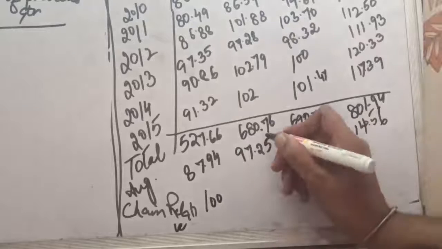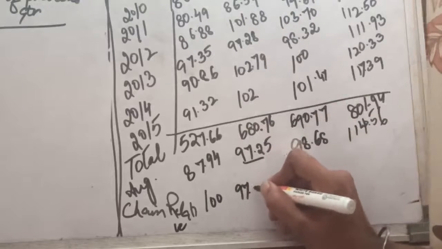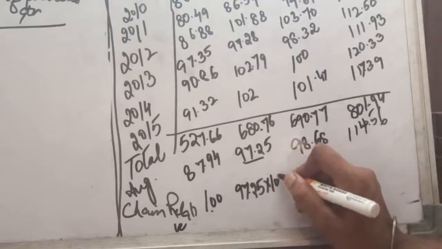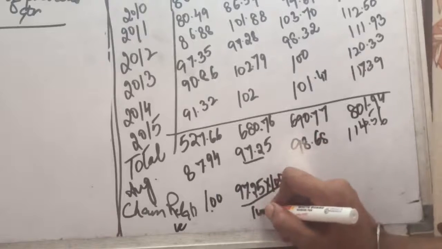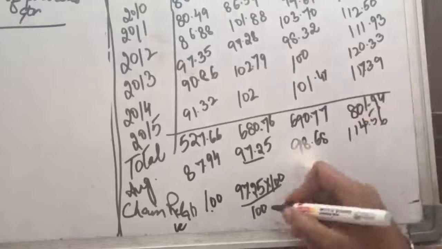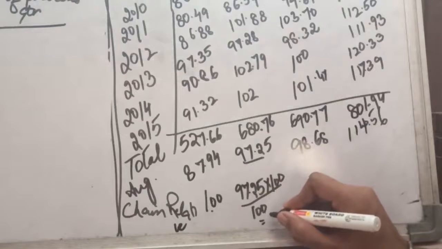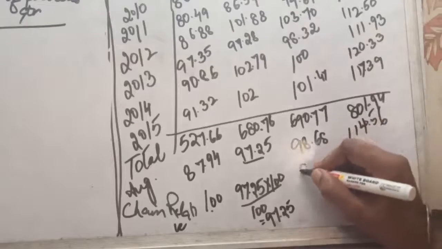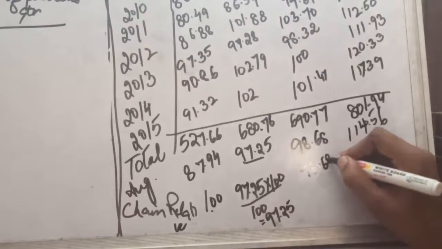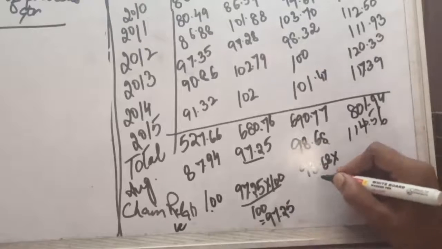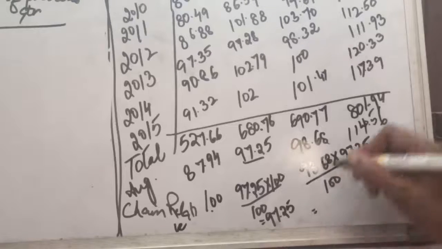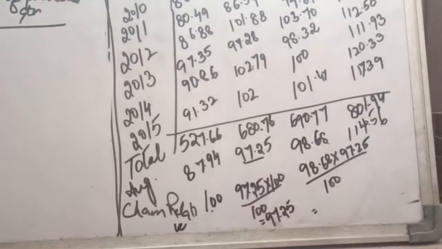See, for the next quarter, our formula was link relative of the current quarter multiplied by chain relative of the previous quarter, divided by 100. With this we will have the first answer of chain relative, that is 97.25. Then for this quarter, link relative of the current quarter into chain relative of the previous quarter, that is 97.25, divided by 100. With this we calculate the chain relative of the third quarter, which comes out to be 95.97.